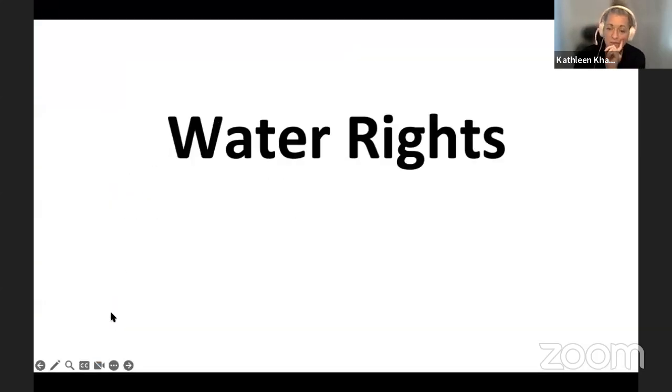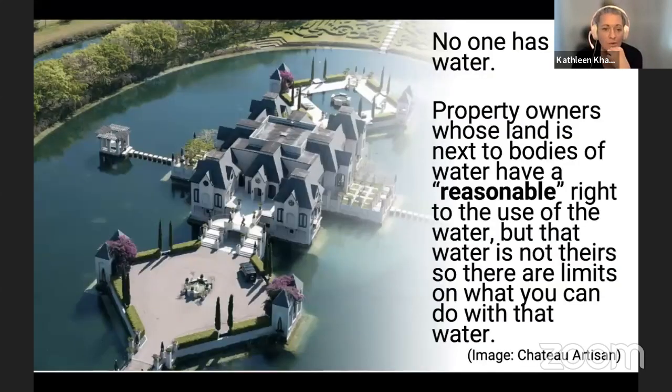The next section we're going to be talking about is water rights. Water rights are very powerful. This image is Chateau Artisan in Florida. It might look beautiful, but I have a feeling it might have a very strong smell. A little too much swamp for my liking, but it's visually and aesthetically pleasing, though not necessarily to the nostrils.